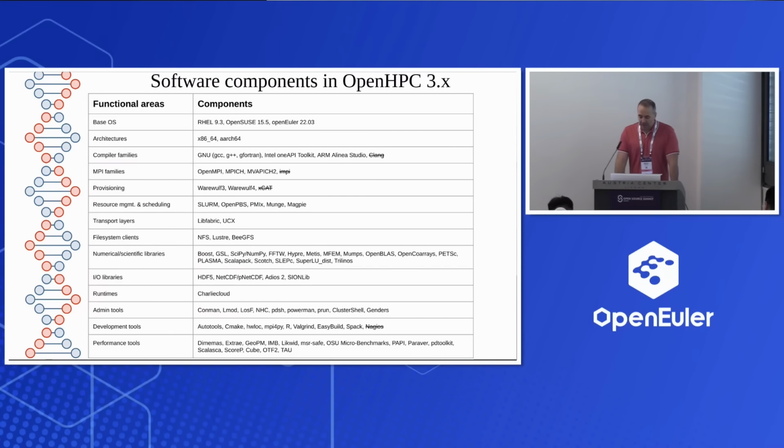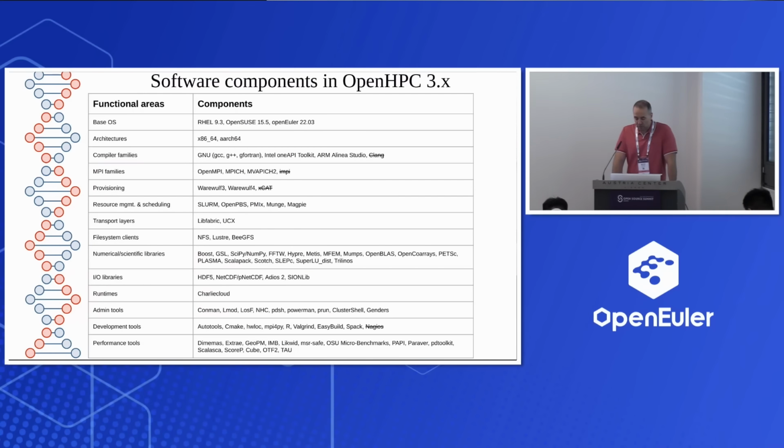And here is a list of software components in OpenHPC 3.x. As I said, there are 3 operating systems being supported: Red Hat Enterprise Linux 9, OpenSUSE Leap, and openEuler 22.03. What they have in common is that they're all RPM based. So, for example, Debian and Ubuntu are not supported due to different packaging. We support 2 different CPU architectures, x64 and ARM64.